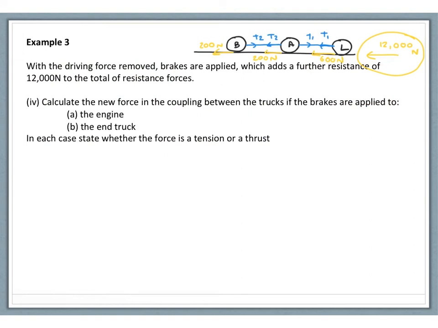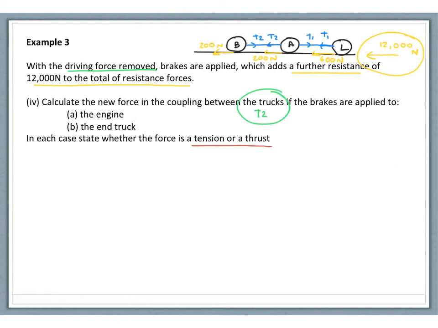Now, let's look at the very last part of the question. We're still dealing with the situation where the driving force has been removed and brakes are applied, which adds a further resistance of 12,000 newtons to the total of the resistance forces. So we now have to calculate the new force in the coupling between the trucks, i.e. find T2, if the brakes are applied to the engine or to the end truck, and in each case state whether the force is a tension or a thrust.